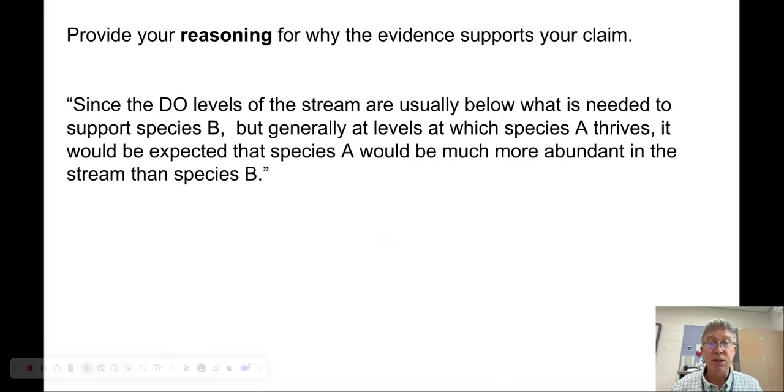Now I provide my reasoning. So CER. Now I'm going to say the reasoning. The reasoning would be, well, since the DO levels in the stream are usually below what's needed to support species B, but generally at levels which would support species A, I would expect the species A to be more abundant in the stream than species B.